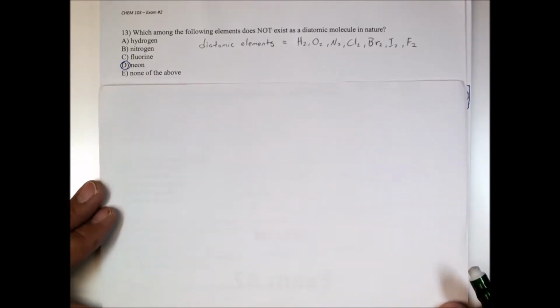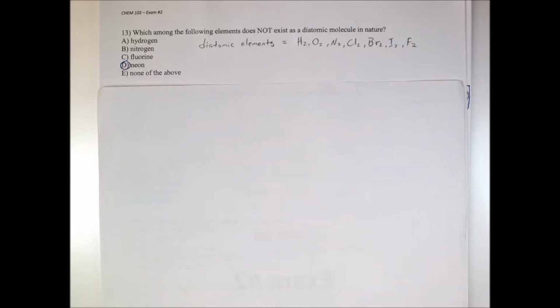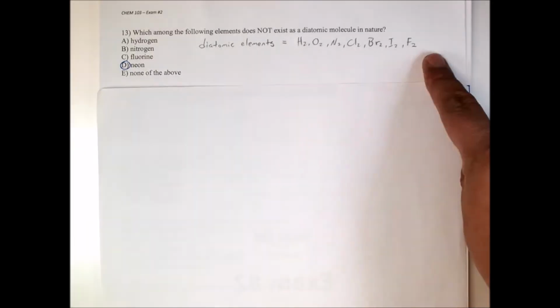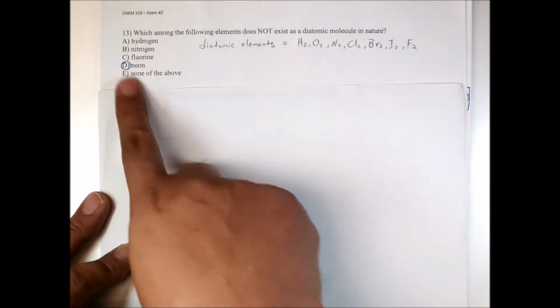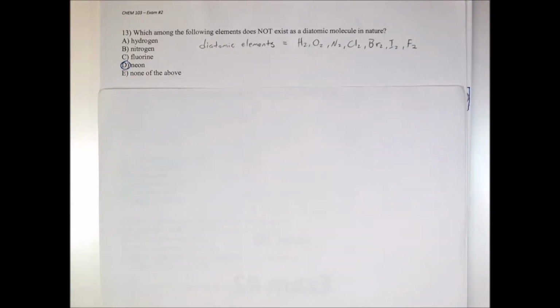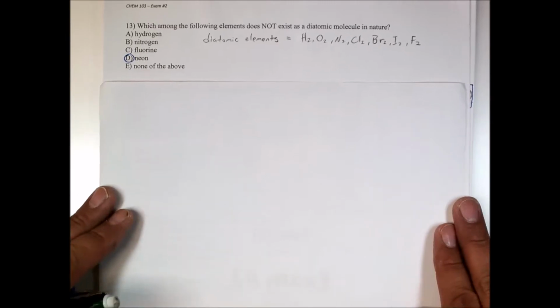All right, next one here, which of the following does not exist as a diatomic? So I went ahead and wrote all the diatomics up here. You should remember that. And it works out where neon is the only one that's not in that list there. Another giveaway for that is that neon is a noble gas, so those typically don't react, they typically don't form bonds to other things.